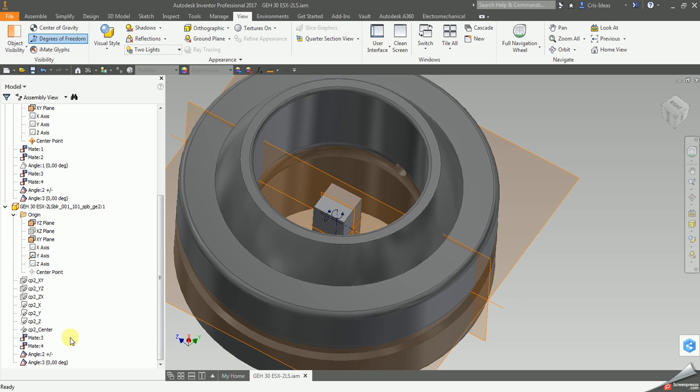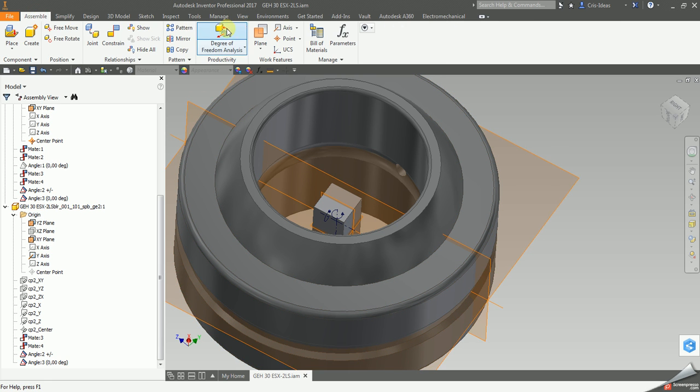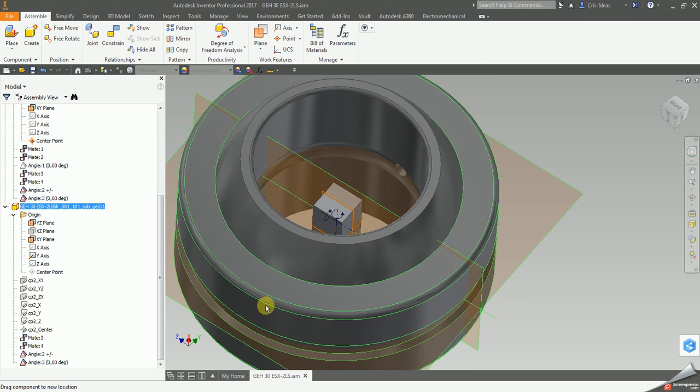This is not true because these two constraints are fixed, especially this one. This constraint is fixing this degree of freedom. This outer ring cannot rotate about the cube. It can only go with the cube around the axis of the inner bore.